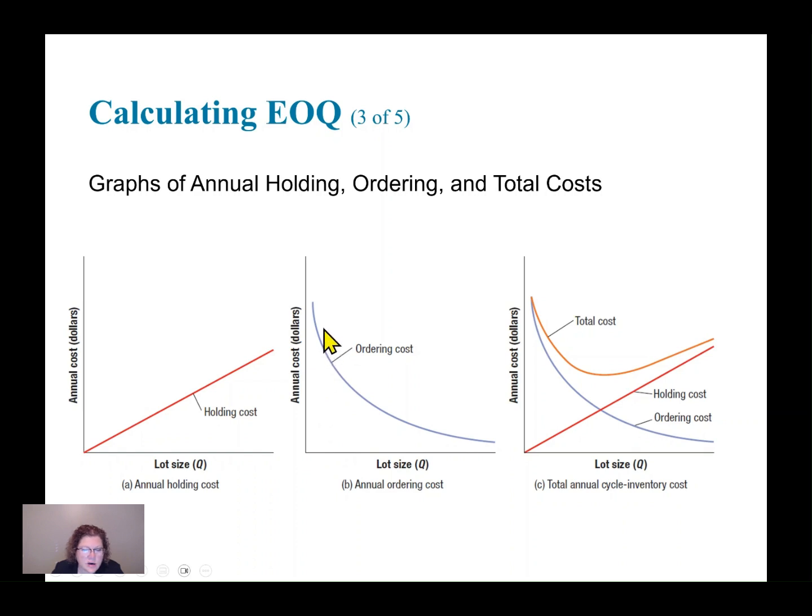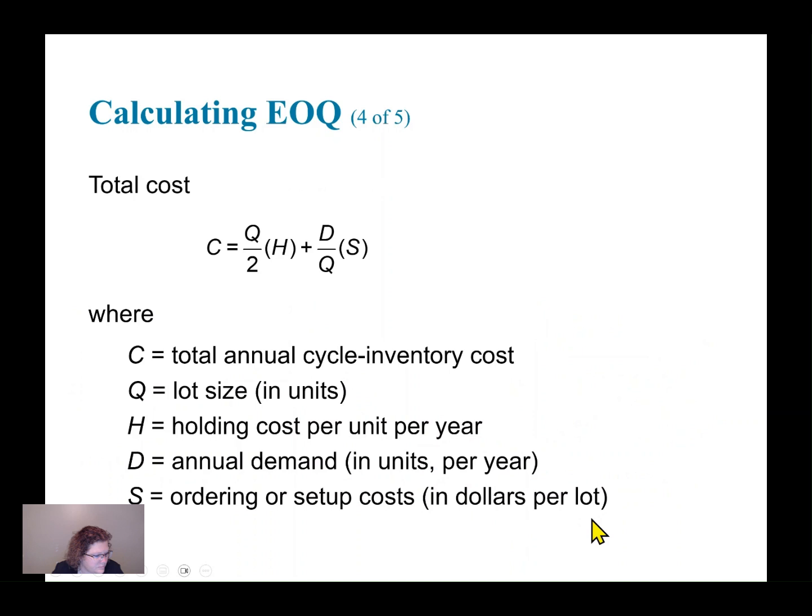So you'll see here that as lot size increases, ordering cost goes down, but holding cost goes up. So our total cost equation actually forms a curve here. It's these two lines added together. And the minimum of that curve is your optimal lot size that we would call the EOQ. So our cost equation, and keep in mind, this is not including the cost of the item itself. This is simply the cost between holding and ordering.